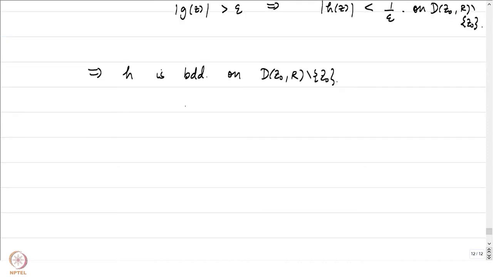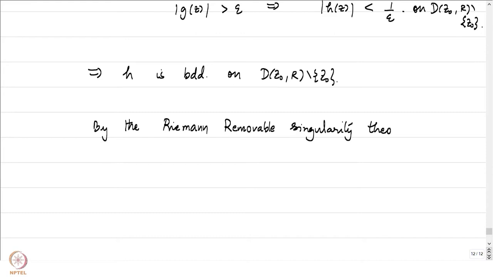Now, we are in the perfect setting to apply the Riemann removable singularity theorem and can conclude that z0 is a removable singularity of h by the Riemann removable singularity theorem. z0 is a removable singularity of h.